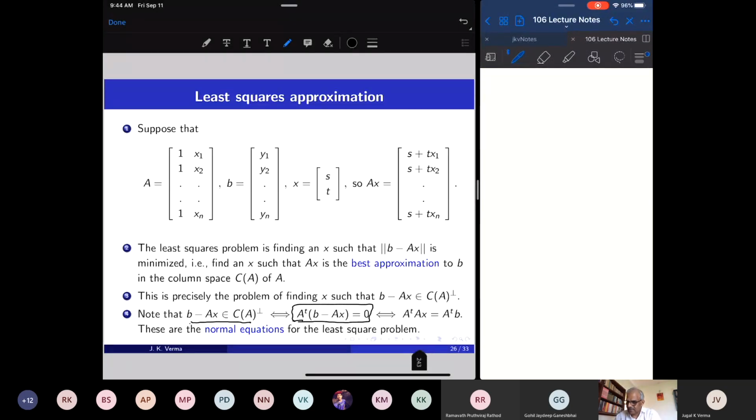So how do we take A transpose times B minus Ax? Simply look at the first row of A transpose and take the dot product with B minus Ax. That will give you the first component of A transpose times B minus Ax. Then you look at the second row of A transpose, which is the second column of A, and take the dot product with B minus Ax. That should be 0. But this A transpose times B minus Ax equal to 0 is precisely A transpose Ax equal to A transpose B.